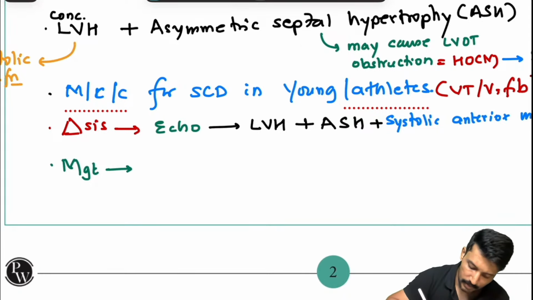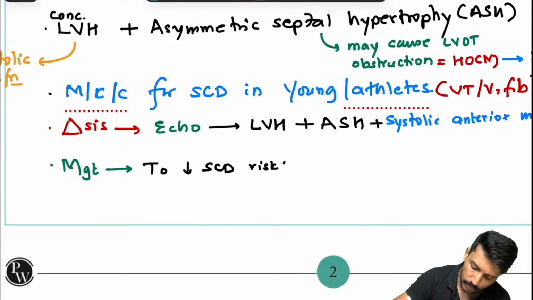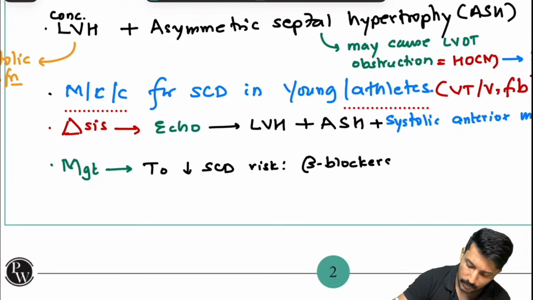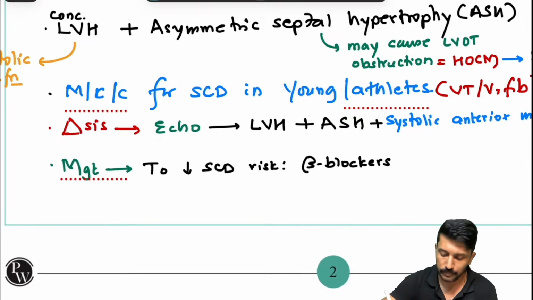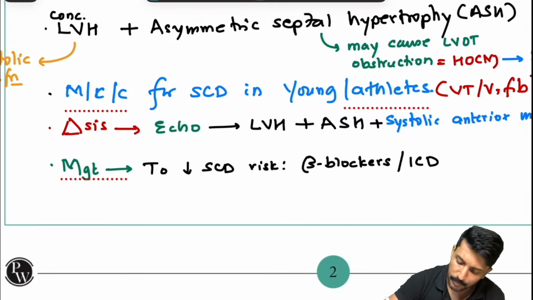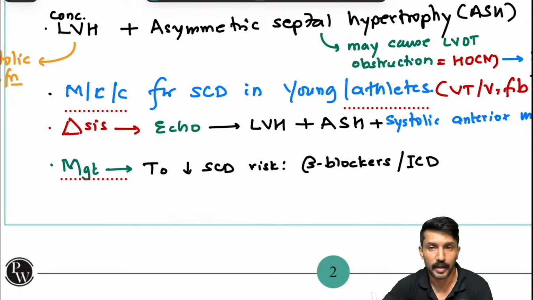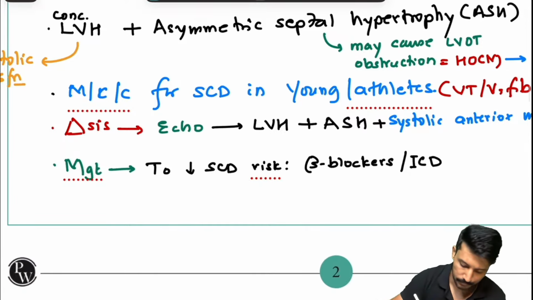So how do I treat the risk of sudden cardiac death? To decrease sudden cardiac death risk, what can we offer them? We can give them beta blockers. Beta blockers minimize the chance of developing VT/VF. And if it happens or risk is high, we go ahead with an implantable cardioverter defibrillator, right?